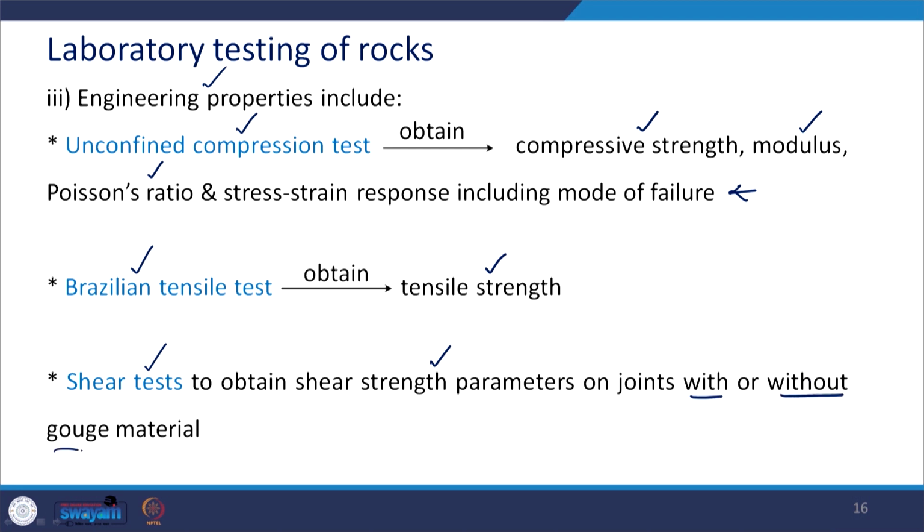Then the third test is the shear test, in which we obtain the shear strength parameters of joints with or without gauge material. Now, what is this? See, in the field you have the rock with joints, that is, you have the rock mass.